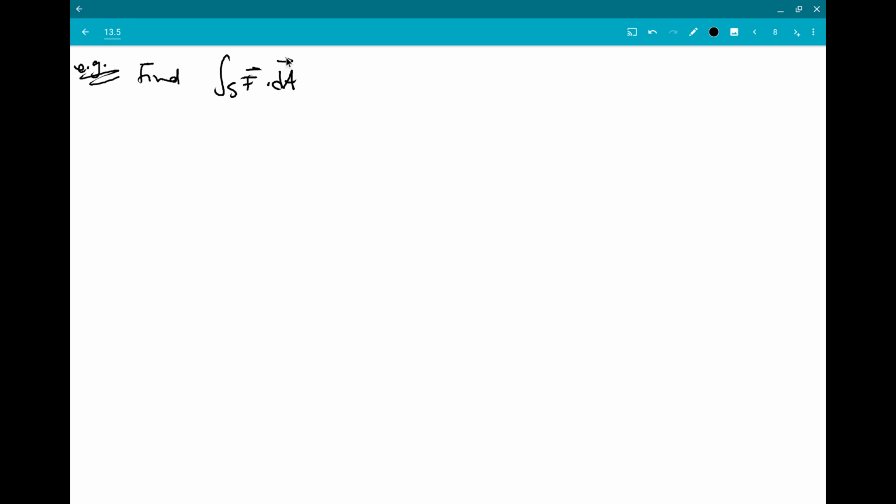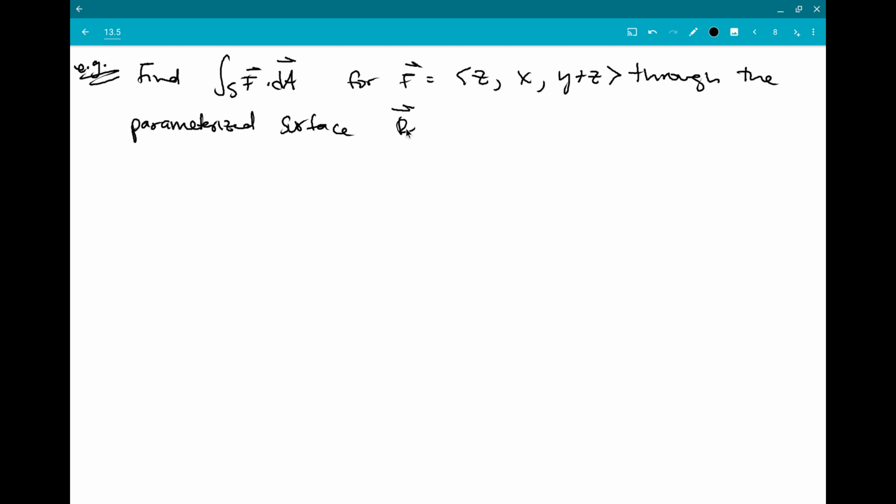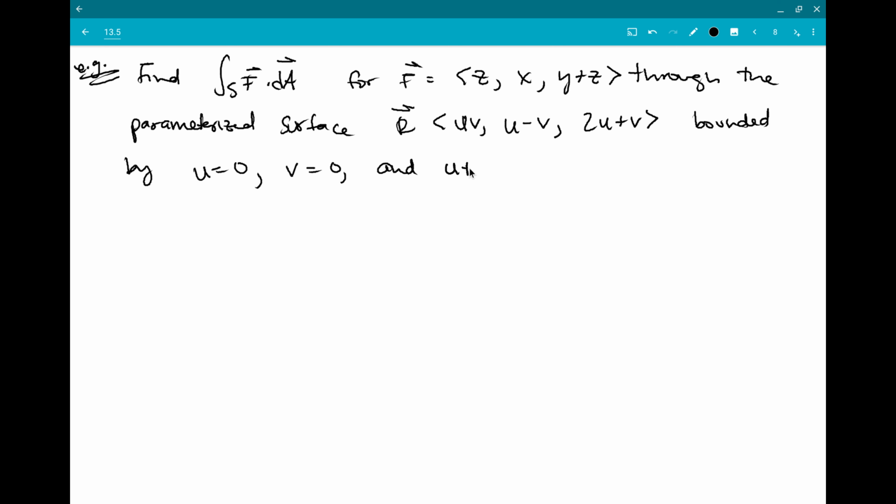So we're finding a surface integral for the vector field F equal to z i hat, x j hat, y plus z k hat, through the parameterized surface r equal to uv i hat, u minus v j hat, 2u plus v k hat, bounded by u equals 0, v equals 0, and u plus v equals 1.